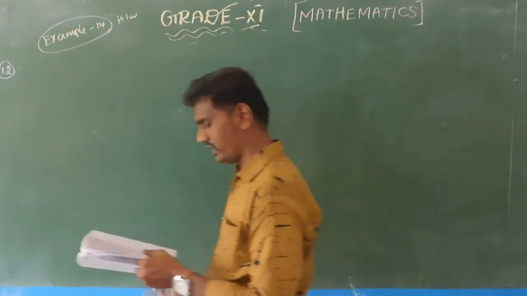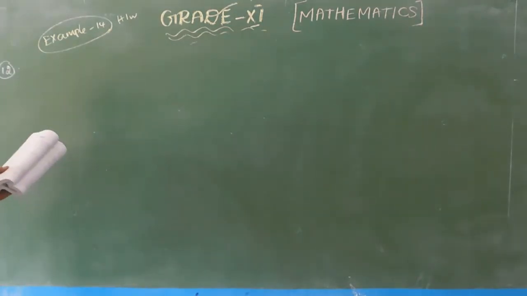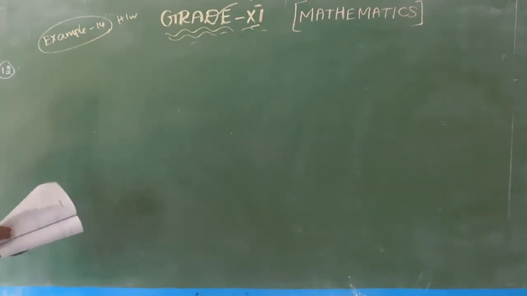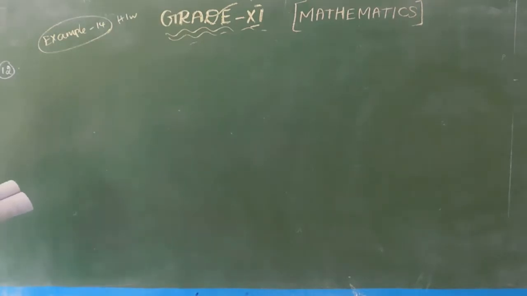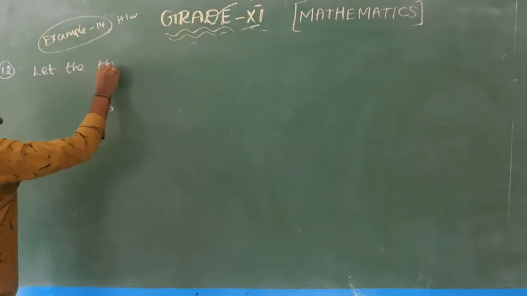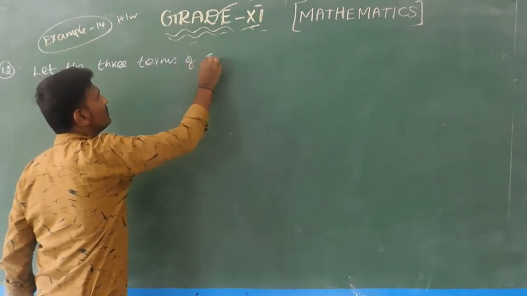Yes students. Now the question number 12 I am going to read. The sum of the first 3 terms of a GP is 39 by 10, and their product is 1. What are the common ratio and their terms? Before that, you should take the 3 terms of GP.